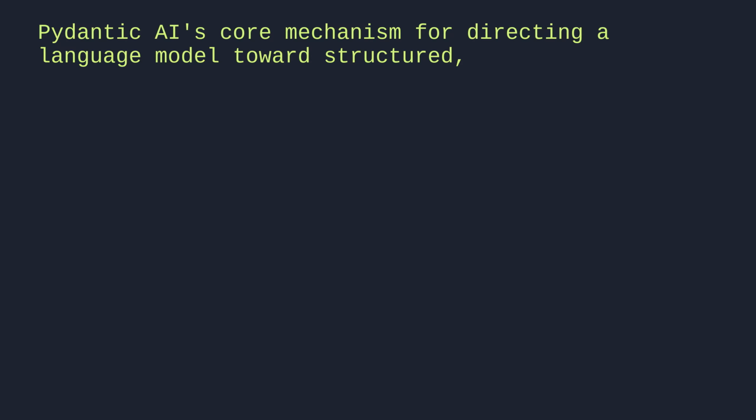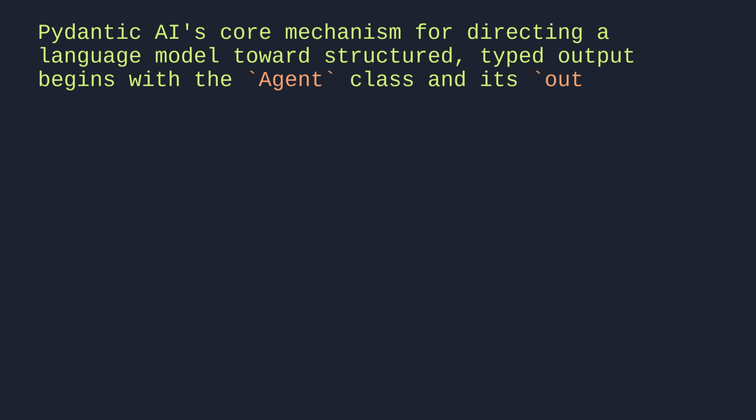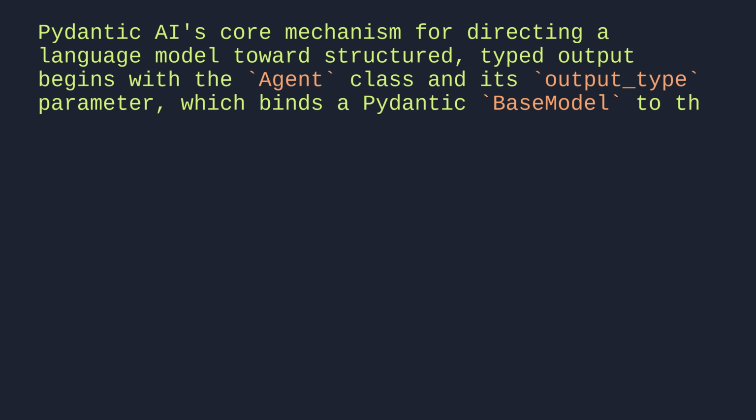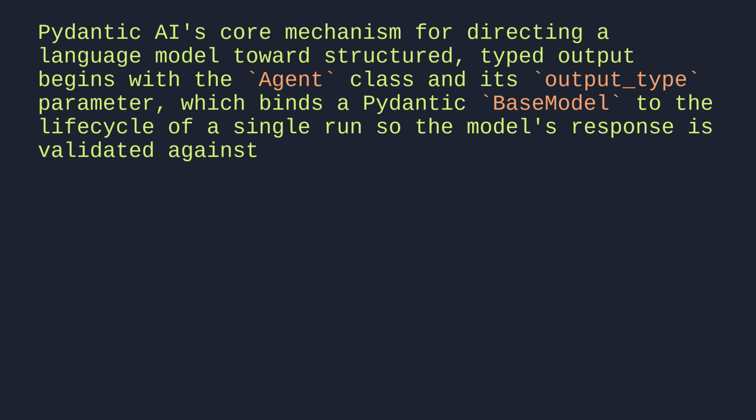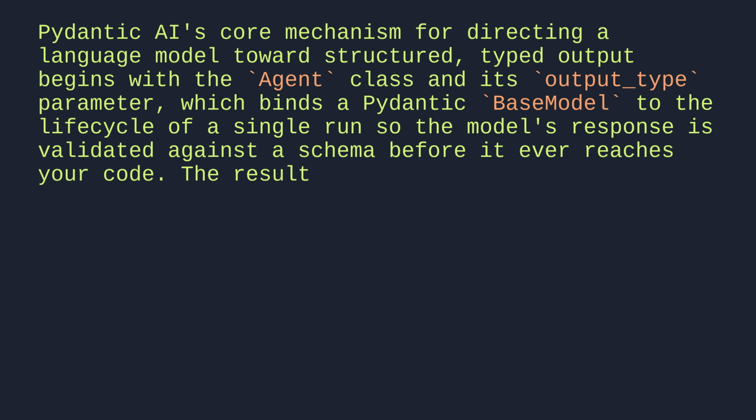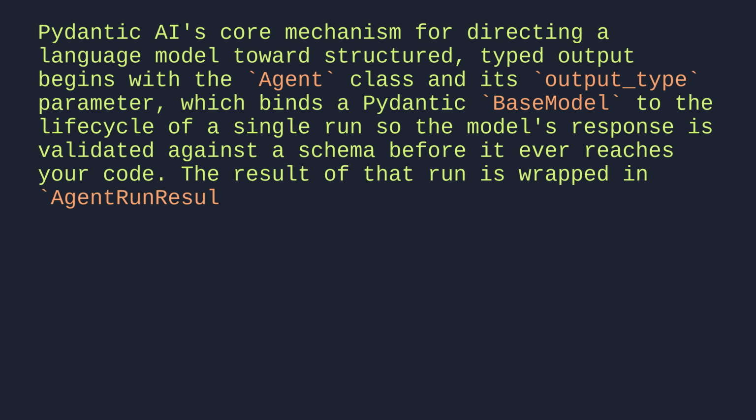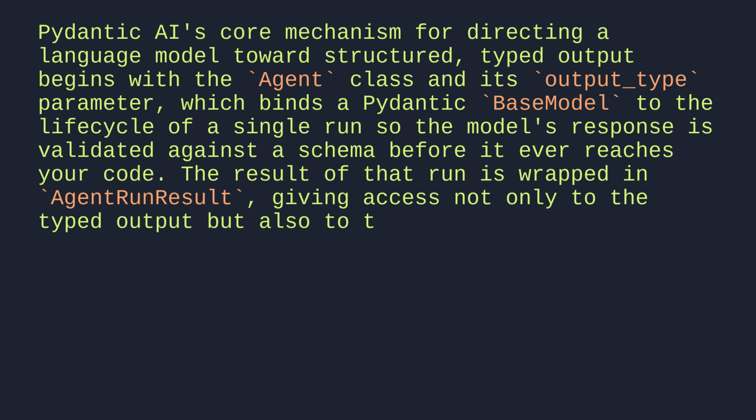Pydantic AI's core mechanism for directing a language model towards structured, typed output begins with the agent class and its output type parameter, which binds a Pydantic base model to the lifecycle of a single run, so the model's response is validated against a schema before it ever reaches your code. The result of that run is wrapped in agent run result, giving access not only to the typed output, but also to telemetry like token usage.